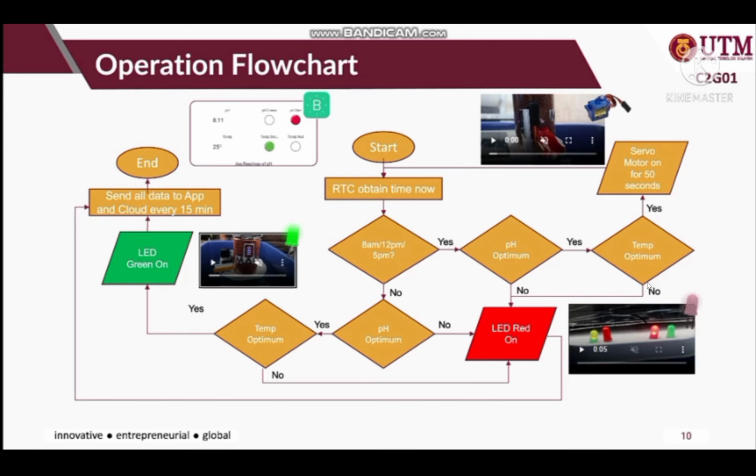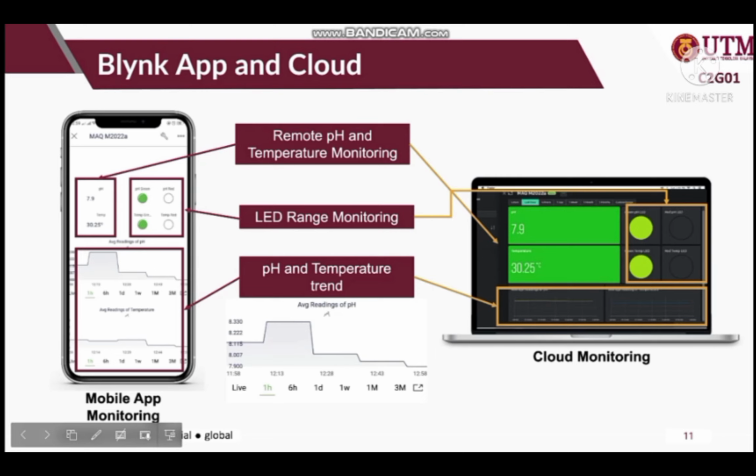If the pH or temperature is not optimum, the red LED will turn on and alert the user, and the feeding system will not work. When the time is not in the allocated feeding time, but the pH and temperature are in the optimum range, the green LED will turn on. If the pH and temperature are not optimum, the red LED will turn on and again alert the user through the Blink app.